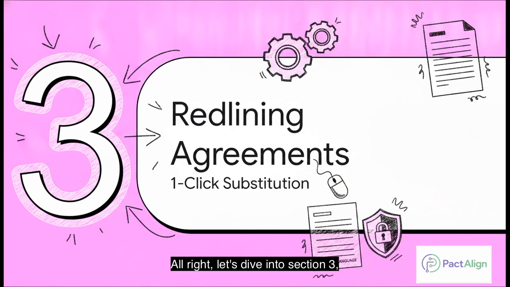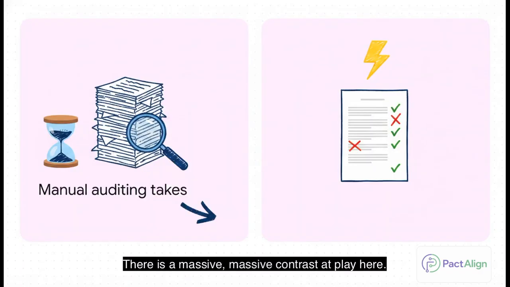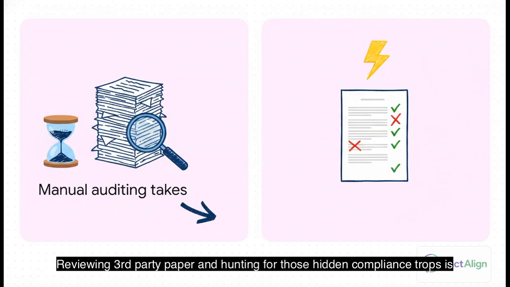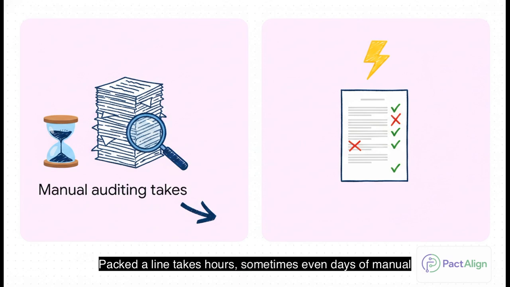All right, let's dive into Section 3, Redlining with Approved Language, featuring one-click substitution for adversarial risk. There is a massive, massive contrast at play here. Reviewing third-party paper and hunting for those hidden compliance traps is traditionally the biggest, most agonizing time sink for any TTO. PactAlign takes hours, sometimes even days of manual auditing and turns it into a 2-minute automated triage. When you spot an anomalous indemnification or royalty clause, you don't have to rewrite the whole thing from scratch. You just click it, select a pre-approved historical variant from your institution's playbook, and hit Save Replacement.